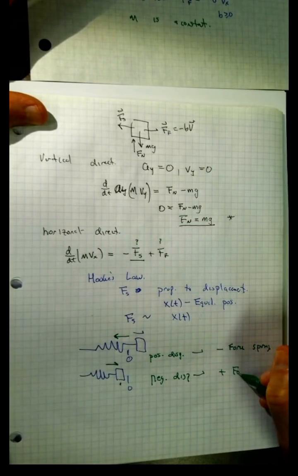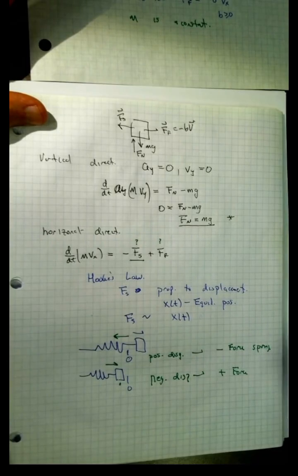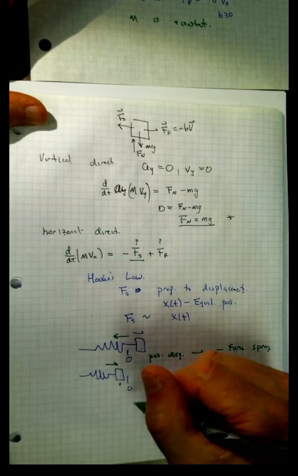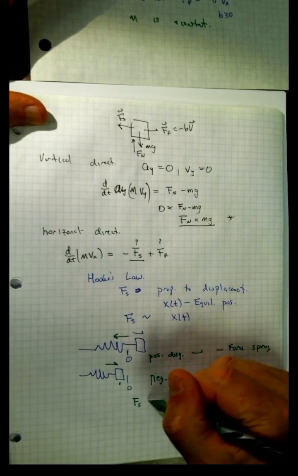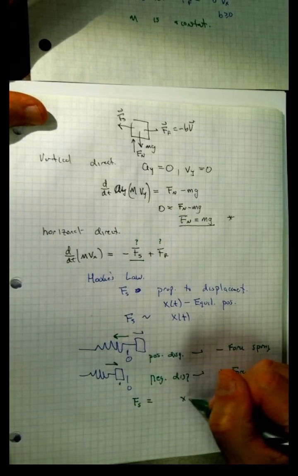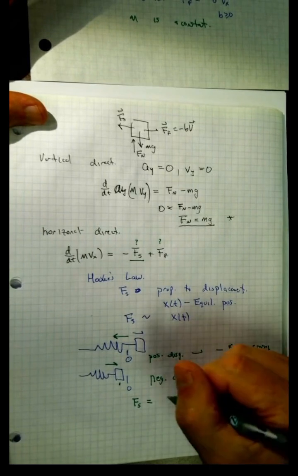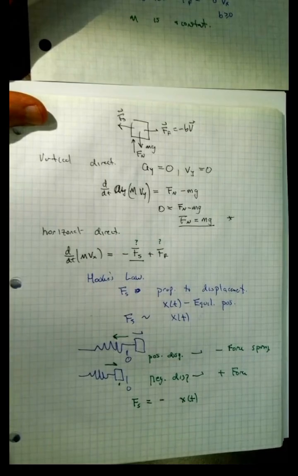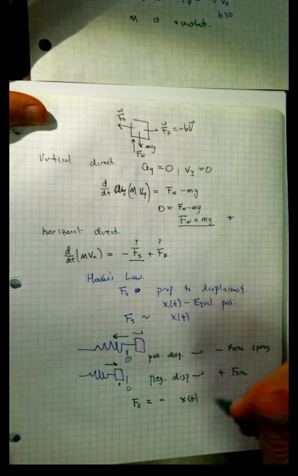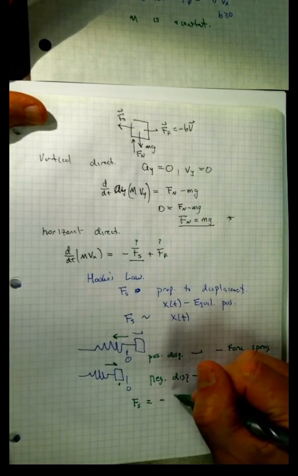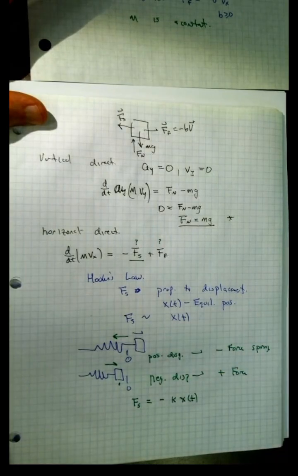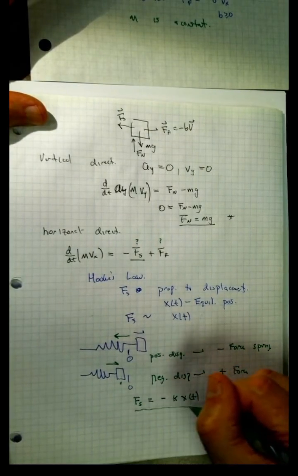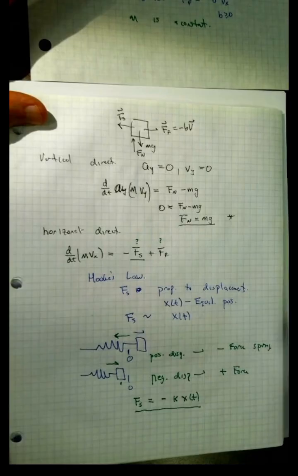So I'm going to have a positive force and a negative displacement. So what does this mean? This means that the force due to the spring is going to be the negative of the displacement, and since it's proportional, it's going to be something times that, and we're going to just call that constant k. And we're just being consistent with what they use in the physics department. So the force due to the spring is going to be minus k times x.